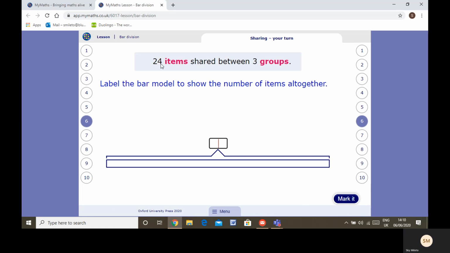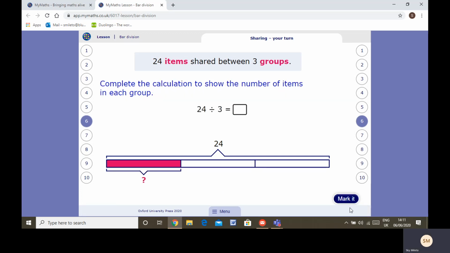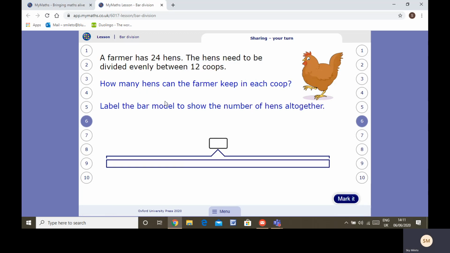We'll do one more. 24 items shared between 3 groups. So I put 24 as my total bar. And then I want to split the bar into 3 parts because there's 3 groups. And then I need to work out one part, which will be 24 divided by 3. I know 3 times 8 equals 24. So I know 8 must go into this box. And I can work backwards, try that by going 8, 16, 24. And I know I've got the right answer. Okay, we're not going to do the last one.